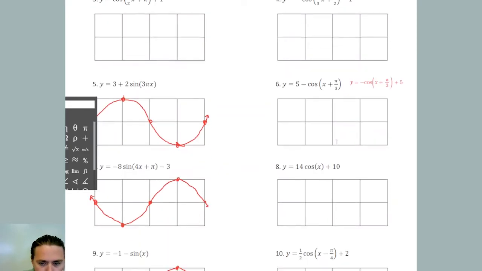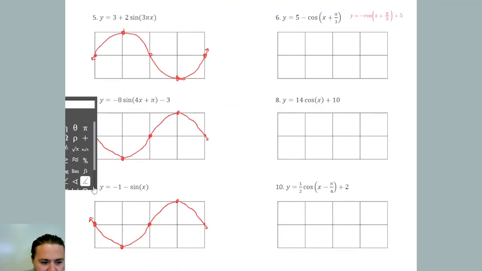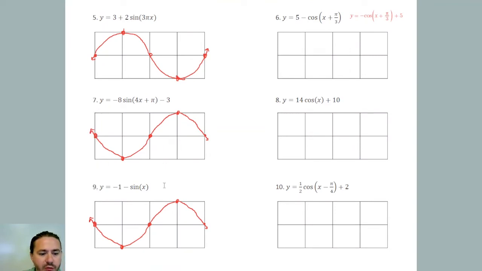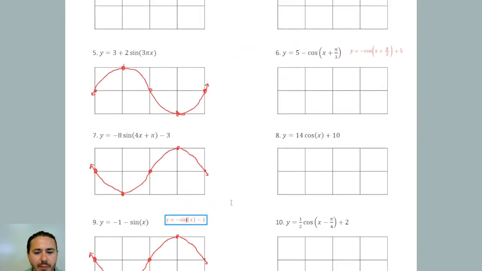I think there was one other one. Yeah, this number 9, where I think it's worth rewriting this one as well. Y equals negative sine x minus 1. So it's not like you have to do that, but I think it can be helpful.